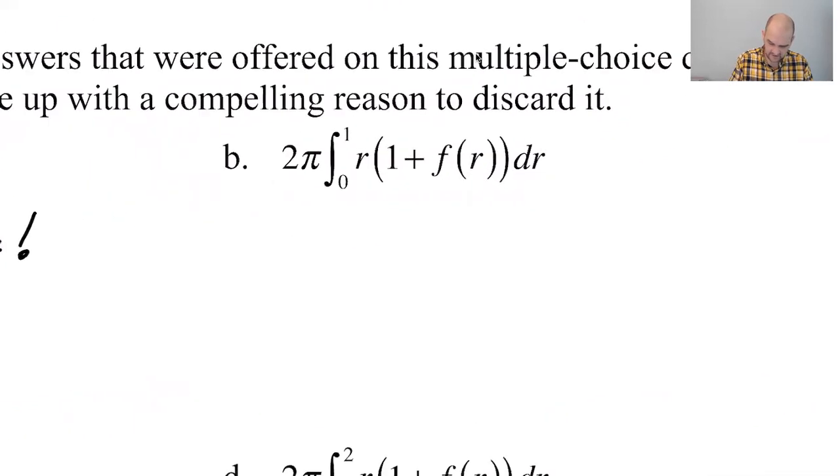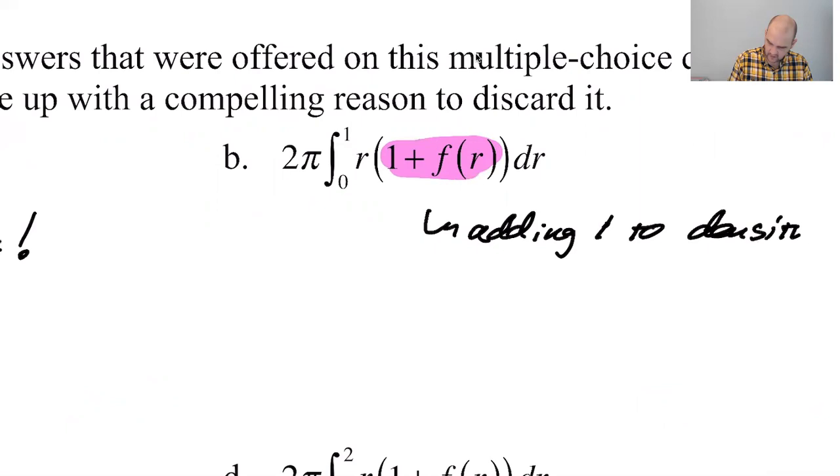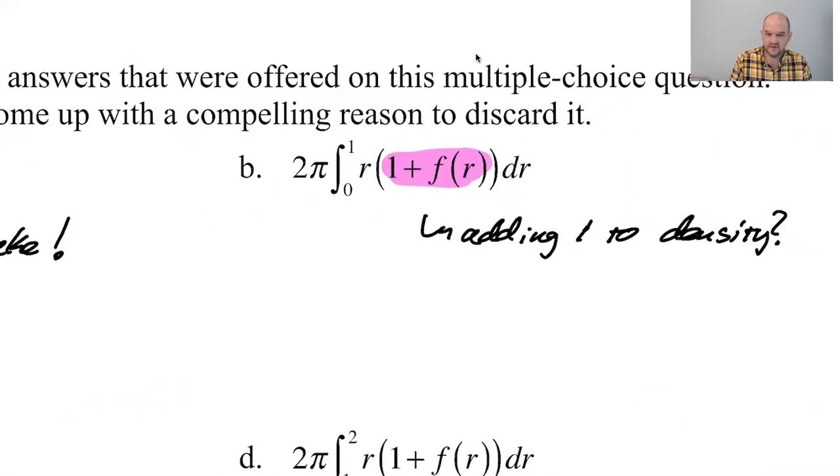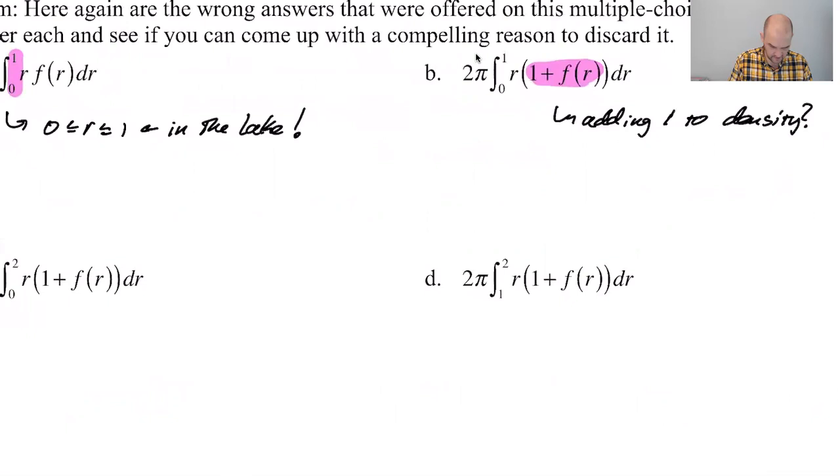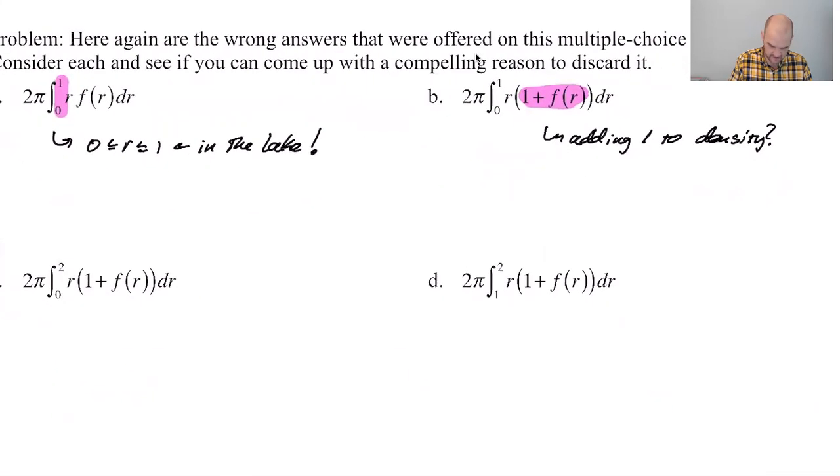This, I don't know what you think you're doing. Some of the wrong answers here are really hard to work out. Like you're adding 1 to the density. If you can't figure out why you're doing that, you probably shouldn't be doing it. And I don't know why you're doing it. And also all of these think that's a super good thing to do. You're also in the lake. So that's out.